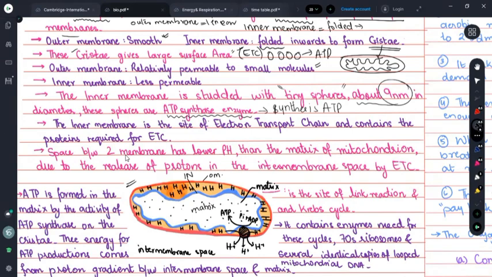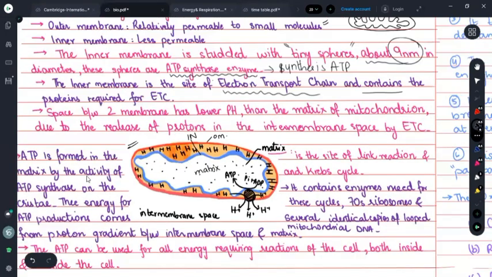The inner membrane is, as we discussed earlier, a site of the electron transport chain, and it contains proteins that are required for the electron transport chain. Now the space between the two membranes has a lower pH than the matrix of the mitochondria due to the release of protons into the intermembrane space by the electron transport chain.